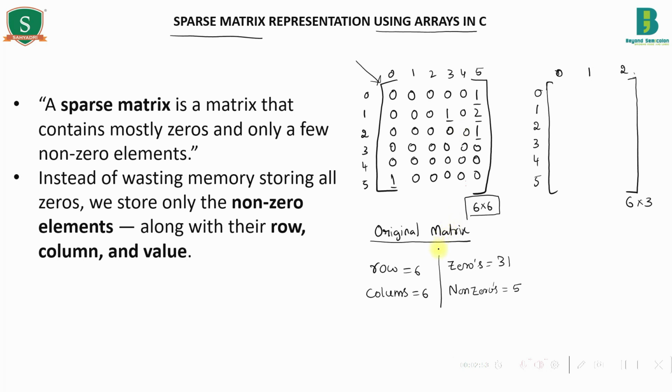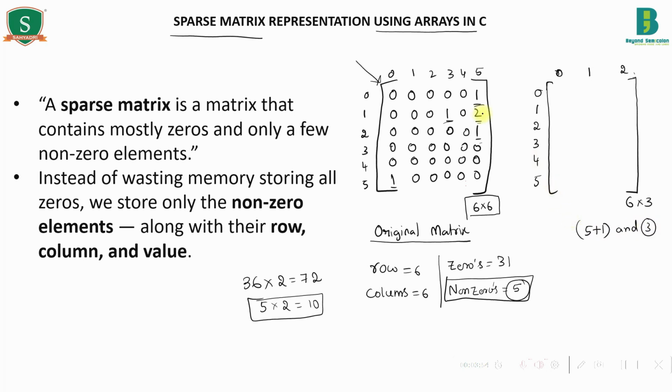Instead of wasting memory storing all the zeros, here a total of 36 elements are there. If each element takes 2 bytes of memory, we are consuming 72 bytes of memory. And if you observe, the total number of non-zero elements is 5: 1, 2, 3, 4, 5. To store 5 elements, you actually require 10 bytes of memory. The sparse matrix representation matrix would be 5 plus 1 rows and 3 columns.